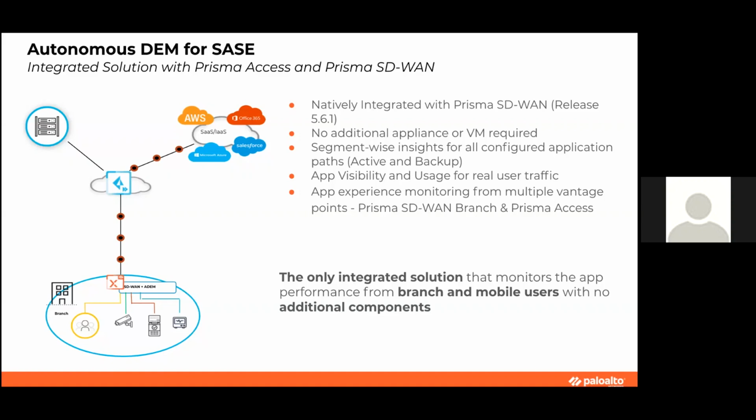Unlike other solutions, the ADEM agent is natively integrated on the Prisma SD-WAN devices, which allows our ADEM solution to measure the experience of every application across all configured paths from the branch, whether it's an active, backup, underlay, or overlay path. This provides admins with actionable information to isolate the problem domains and resolve issues faster.